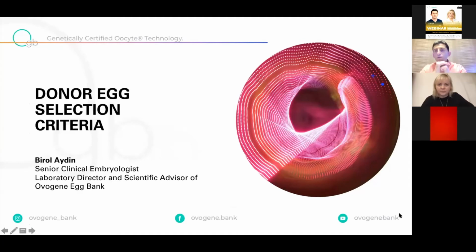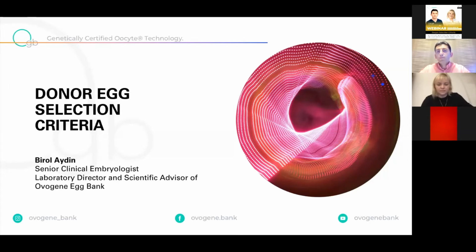Okay, as you know, for most egg banks the priority is the survival rate. So when we send eggs to our customers or clinics, of course our main target is a high survival rate. But as OVOGENE Egg Bank, our target is not only the survival rate. We want to give a good IVF outcome to our final clinic, such as a high blastocyst rate, and not only a blastocyst rate, but a euploid blastocyst rate.